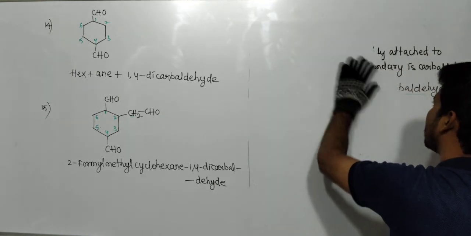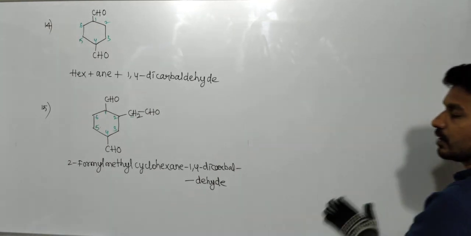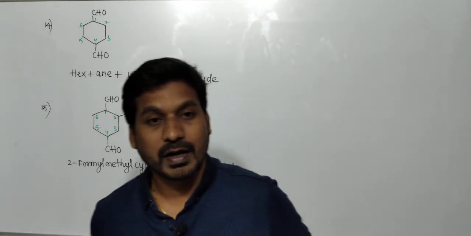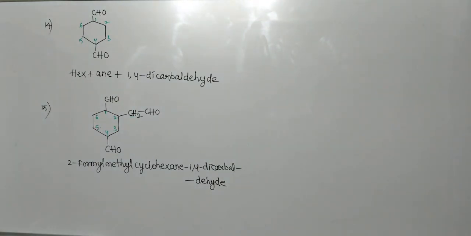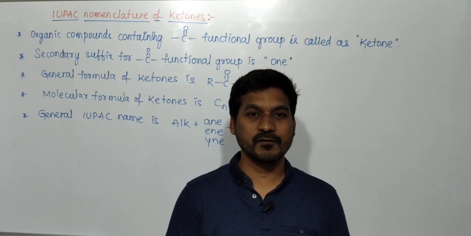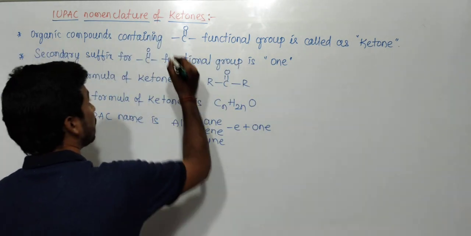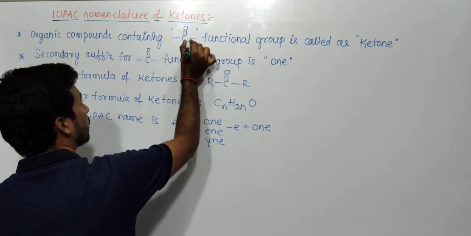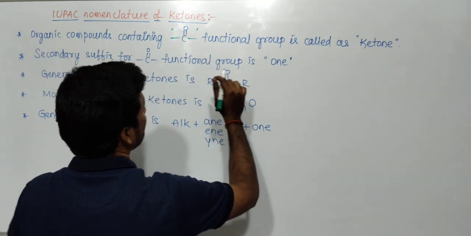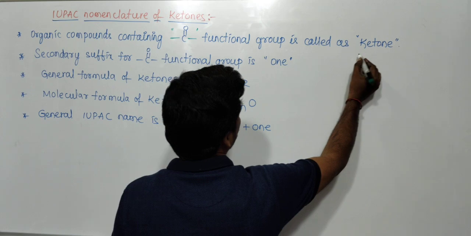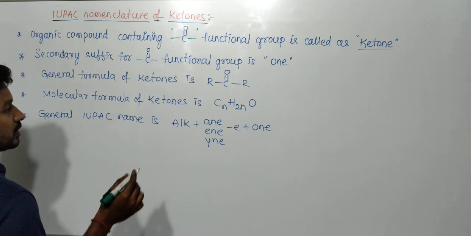In this video, I am continuing with IUPAC nomenclature of ketones. Take this as screenshot. I will write all the points regarding ketone, then I will continue. Next, IUPAC nomenclature of ketones. Organic compounds containing C double bond O functional group. It is a bivalent functional group. On both sides carbon chain is attached. So organic compound containing C double bond O functional group is called as ketone.